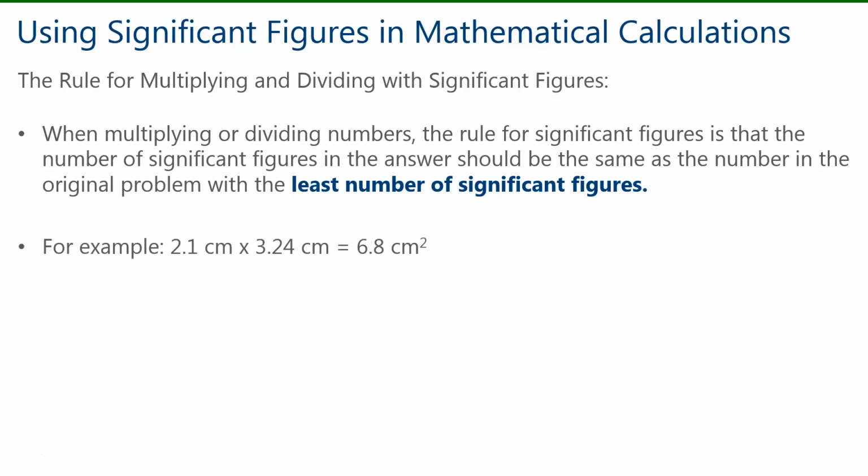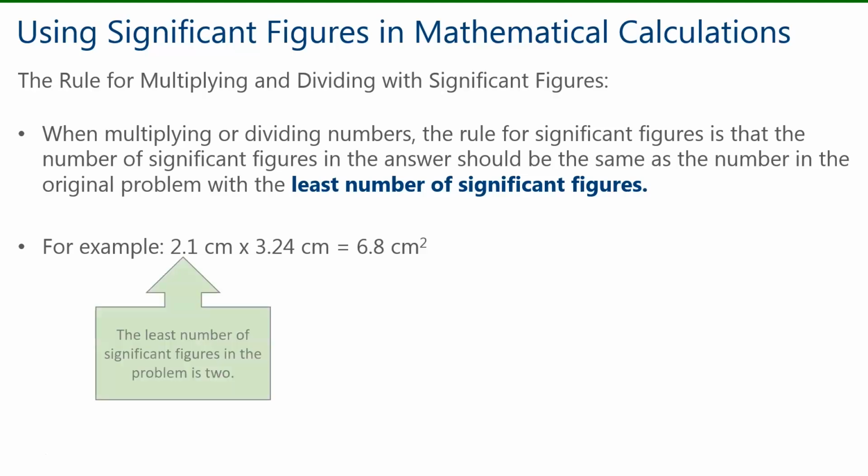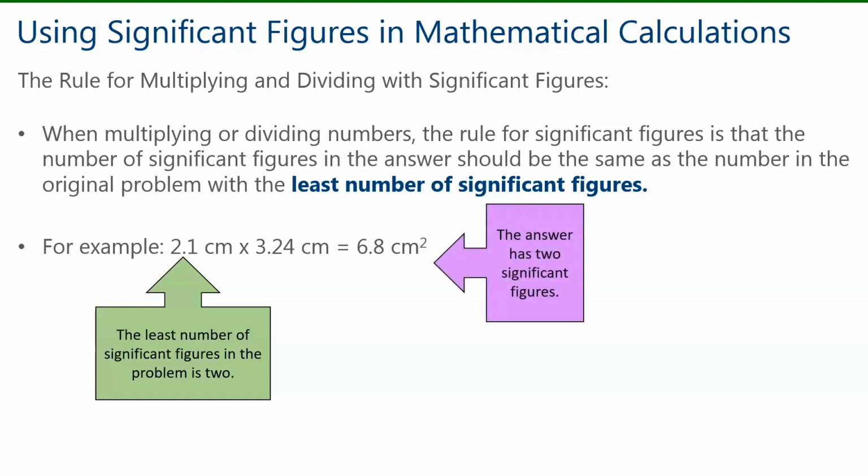For example, here we have 2.1 centimeters times 3.24 centimeters. The number 2.1 has 2 significant figures, and the number 3.24 has 3 significant figures. So the least number of significant figures in the problem is 2. Therefore, our answer will have 2 significant figures.